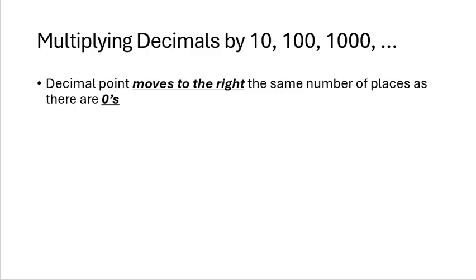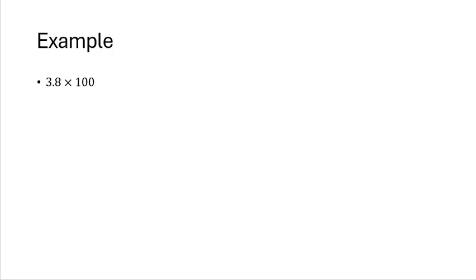Multiplying decimals by 10, 100, or 1000, it's pretty easy. Move the decimal point to the right, the same number of places as there are zeros, okay? So in this case, I've got 3.8 times 100. I've got 2 zeros there.